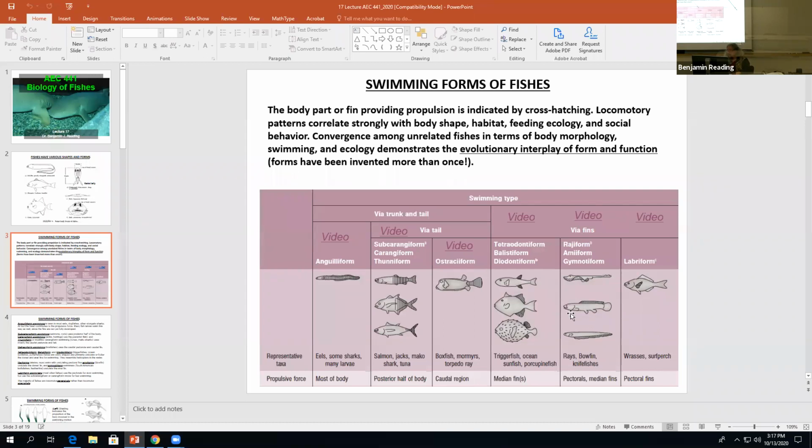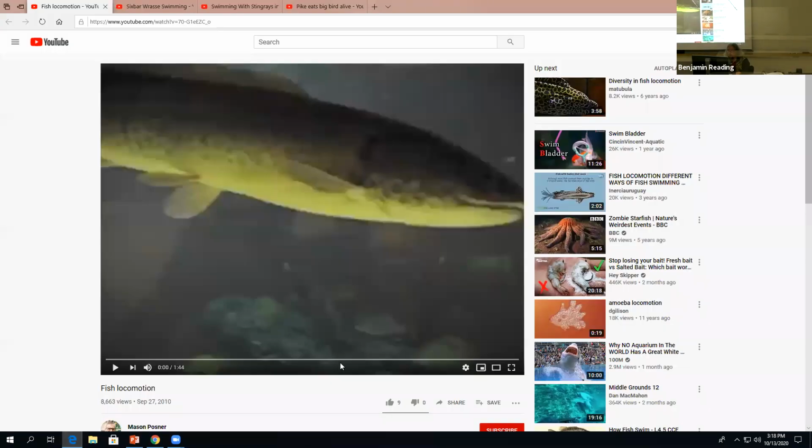So I'm going to show you here a video of a bowfin doing this. And so watch the dorsal fin of the bowfin, and you can see this is how it locomotes. So here's the bowfin right here.